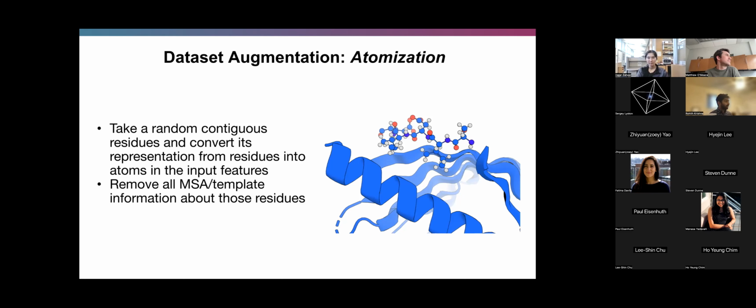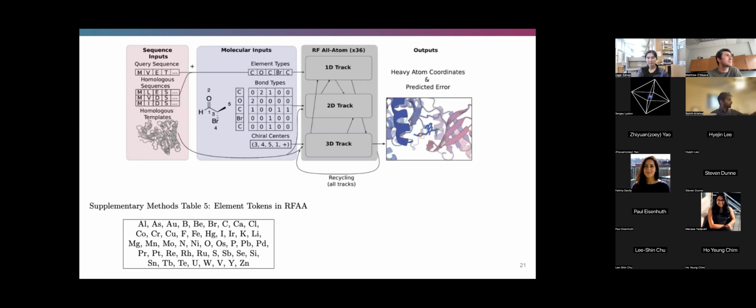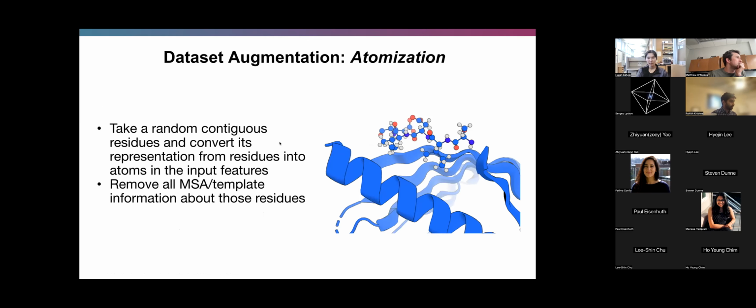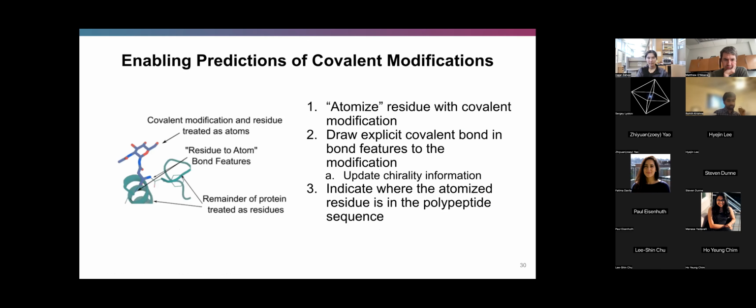And so in these cases, we remove all the multiple sequence alignment and template information and just provide the aforementioned element types, bond types, and chiral center information for these atoms, and then sample this. And I think this is a really nice form of data augmentation, but really what this enables is prediction of covalent modifications.